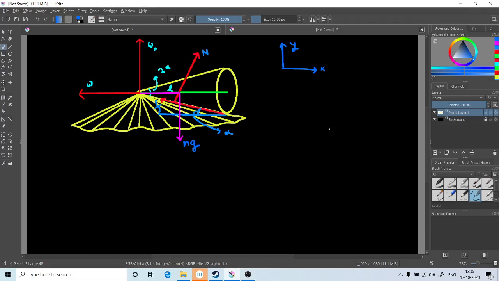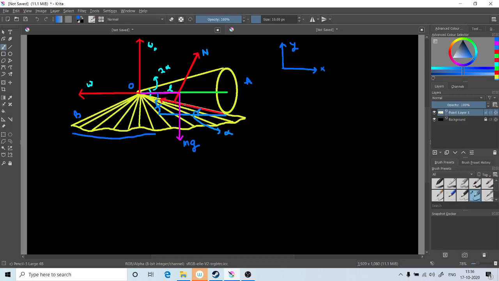So the question says, a round cone A of mass m equals 3.2 kg and half angle alpha of 10 degrees rolls uniformly and without slipping along a round conical surface B. This is the conical surface, so that its apex O remains stationary.